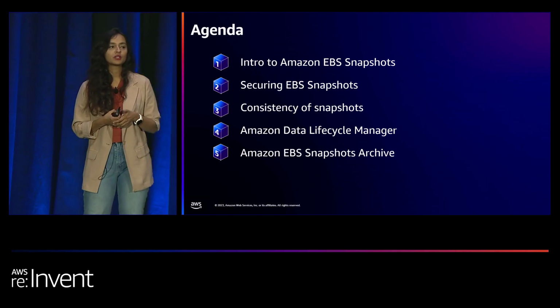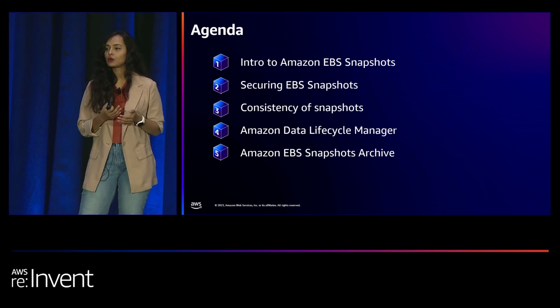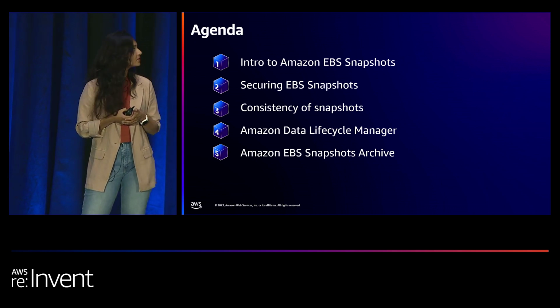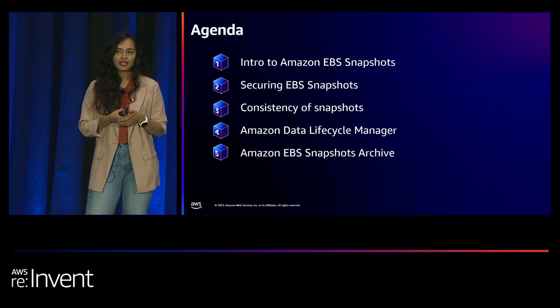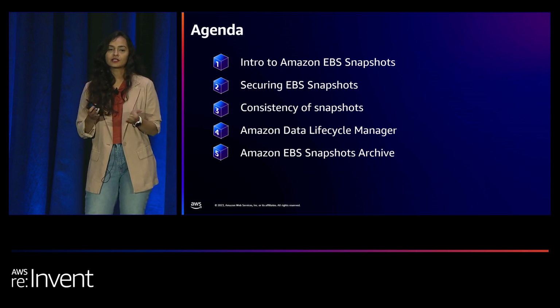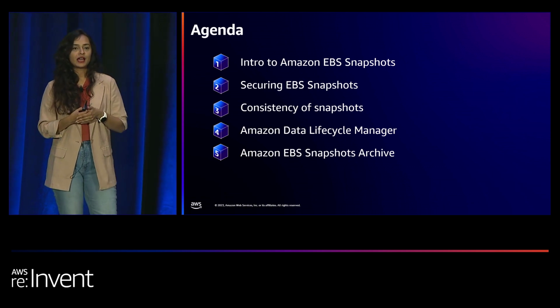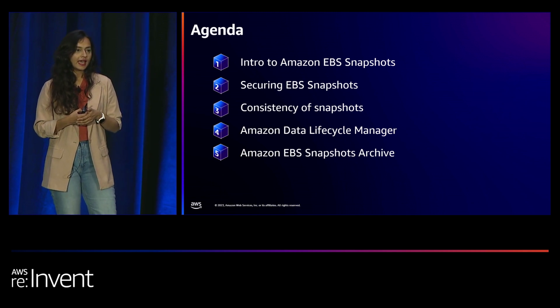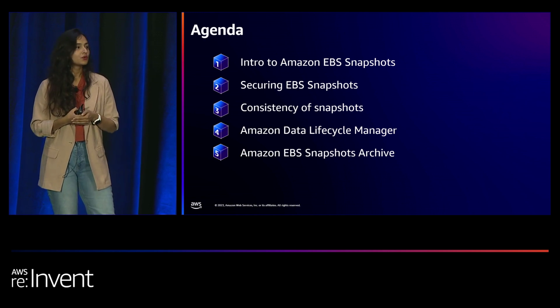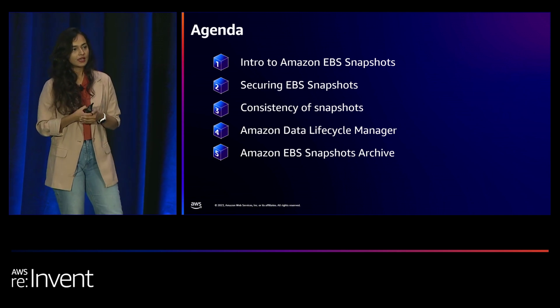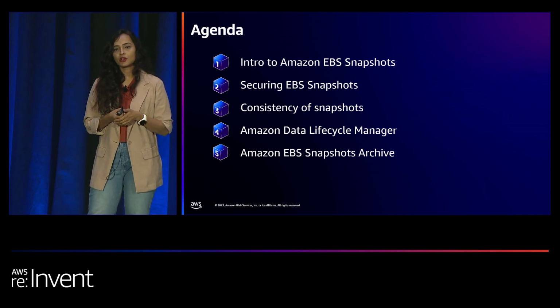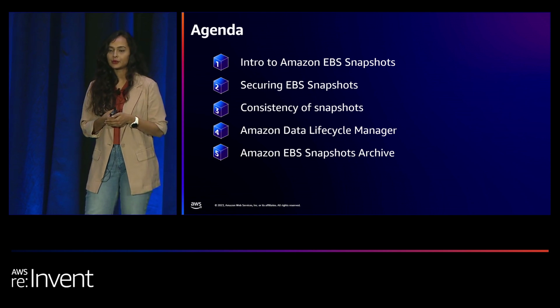We are going to talk about what they are, how you can use them, and how they work. In addition to that, we are also going to talk about some of the security features that are available to you to improve the security and compliance posture of your snapshots. Then Denton is going to take over and he's going to talk about how you can take crash consistent snapshots, and now how you can take application consistent snapshots using Data Lifecycle Manager, which is another capability that is available to you as part of EBS snapshots. We are also going to talk about some of the other features that are available to you to use with EBS snapshots, such as Snapshots Archive and Recycle Bin.